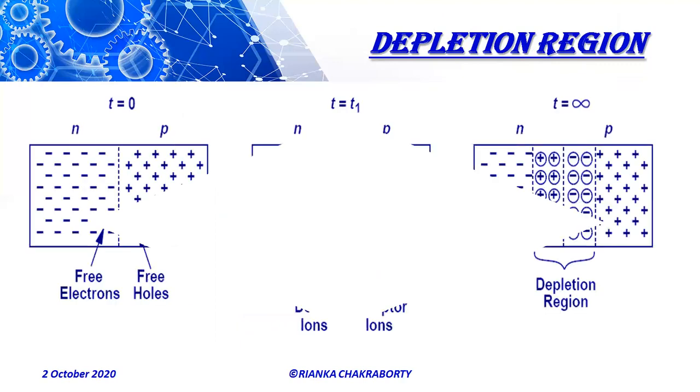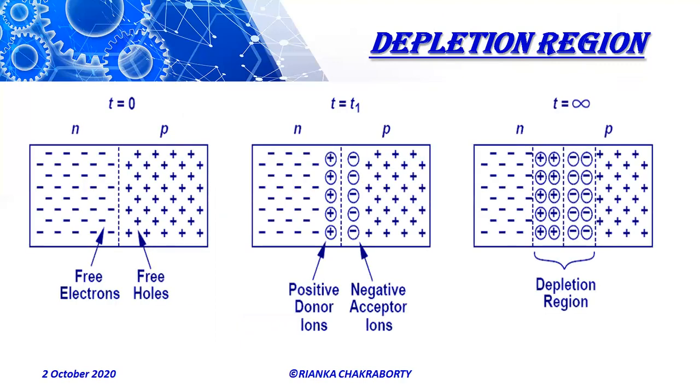So, this is the figure of the depletion region. The first figure indicates t equal to 0 time. This one is for t equal to t1, that means at the next time, and this is for the infinite time period.